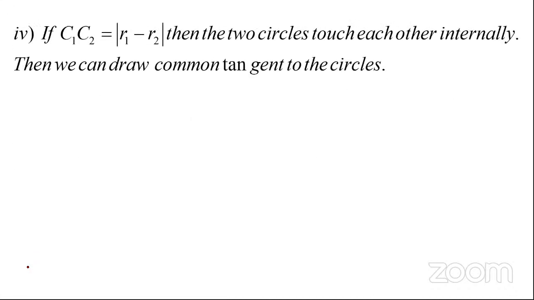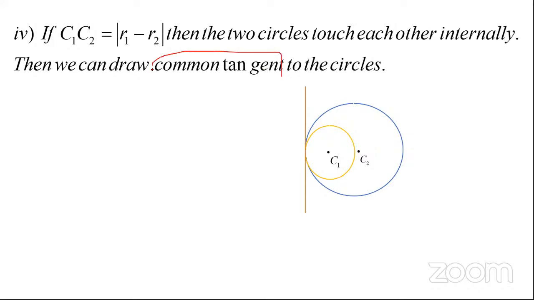Next. If C1C2 equals mod of R1 minus R2, then the two circles touch each other internally. Then we can draw only one common tangent to the circles. So here C1C2 equal to mod of R1 minus R2, then the two circles touch each other internally.